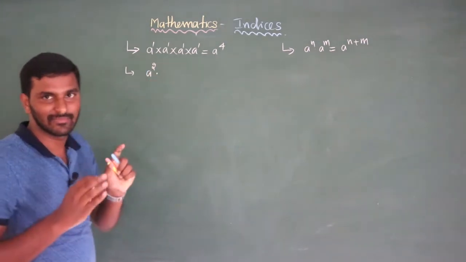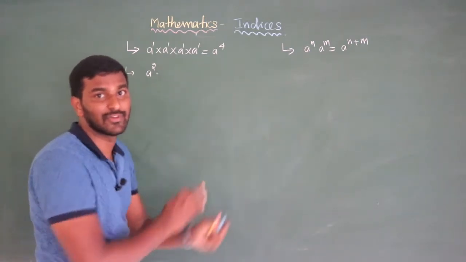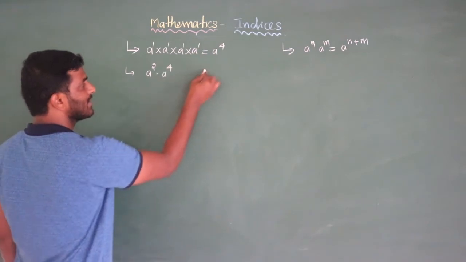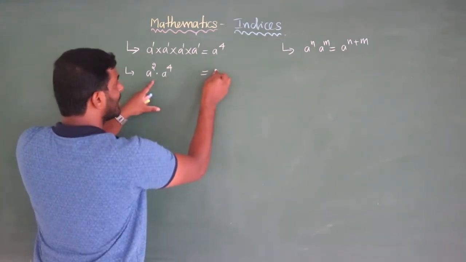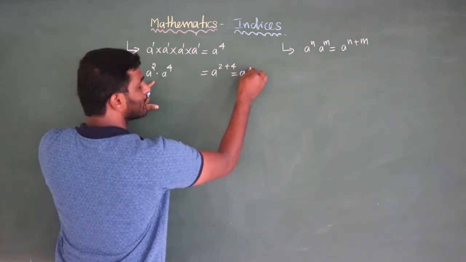We can also take a to the power of 2 into a to the power of 4, there is a multiplication. If it is plus, you can't add unlike terms. You can watch the previous video, you will get to know. So, a square into a to the power of 4. Using this formula, a to the power of 2 plus 4.